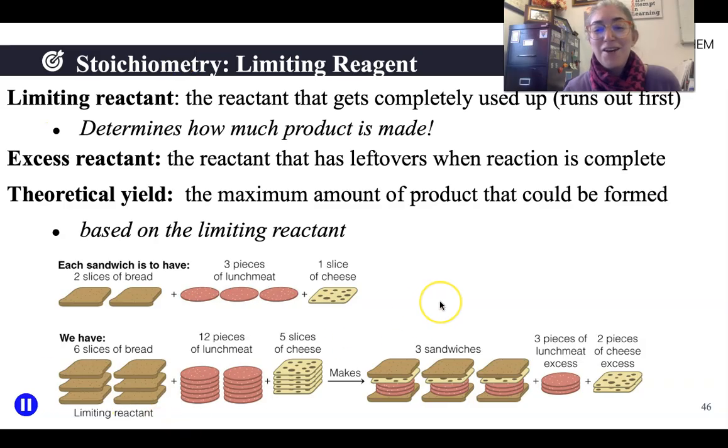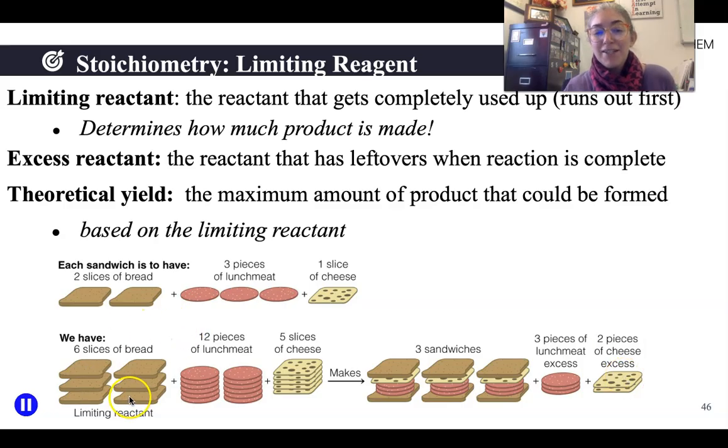So the analogy was making some sandwiches. You have bread, you have meat, you have cheese. How many sandwiches can you make? Which thing is going to run out first? In this situation, this is the recipe for making a sandwich: you need 2 slices of bread, 3 pieces of meat, 1 piece of cheese. If you have 6 slices of bread, 12 pieces of meat, and 5 slices of cheese, you're going to be able to make 3 sandwiches. You'll have leftover meat and cheese.